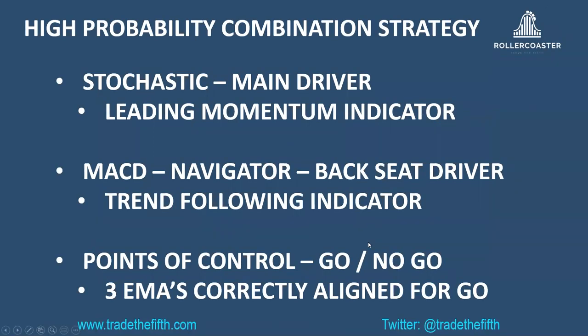So it's a high probability combination strategy. The first thing is the stochastic. This is the main driver. It's the leading momentum indicator. I'm not going to go into percentage D, percentage gain, smoothing and all the settings. You don't need to worry about that. What you need to understand is the stochastic is the main driver. This is where we get the name roller coaster from, because in theory, we like to go from overbought to oversold to overbought to oversold, okay?